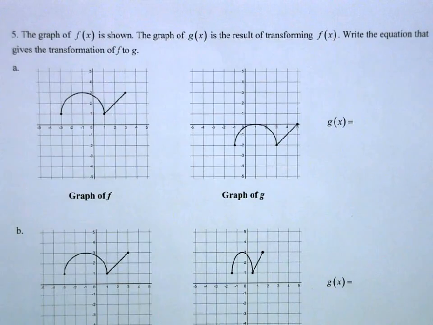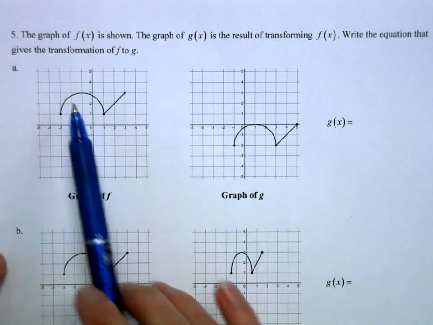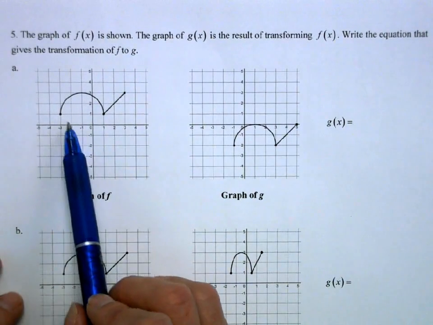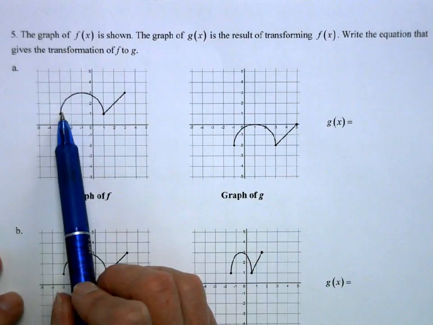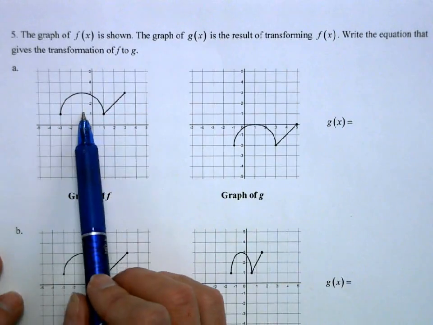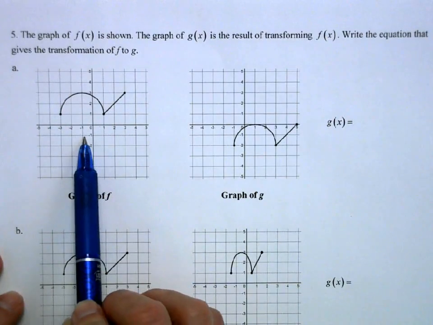Next, we're going to identify a transformation and write the resulting equation. So we have the same graph, and then I'm just moving it. So if I look at it, here I've got a point at negative 3, 1. That corresponding point is at negative 1, negative 2. So it has moved 2 to the right and down 3.